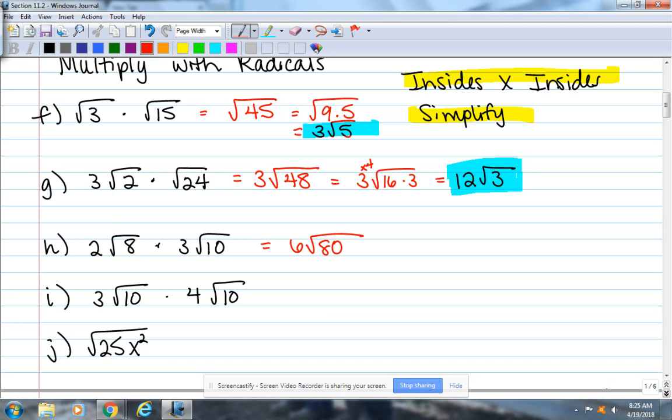So I'm looking for the largest square that goes into 80. 16, right? So 80 is 16 times what? So I change it to 6 radical 16 times 5. And what's the square root of 16? And what do I do with that 6 on the outside? Multiply it times 4. What's 4 times 6? So that gets me 24 radical 5. Y'all getting this? Y'all getting the hang of it? It's not so bad.